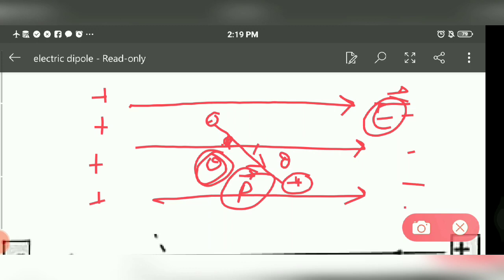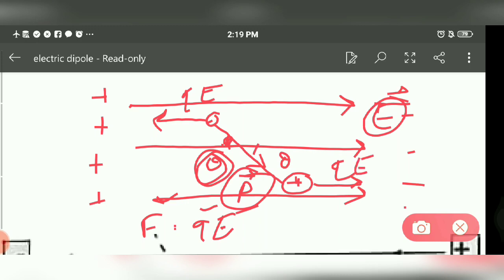Now this is the negative charge. It is going to be attracted toward this side, and this positive charge is going to be attracted toward this side. And we know force is equal to what? QE, that we learned in the previous video. Because E is the same for both, and the charge is also the same, the force is QE. So these are two forces, this and this.